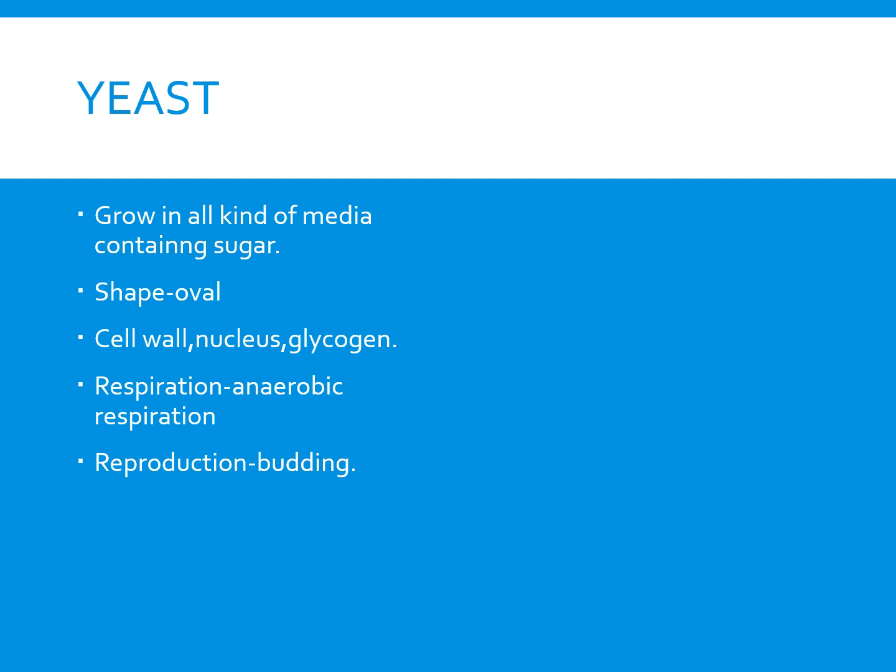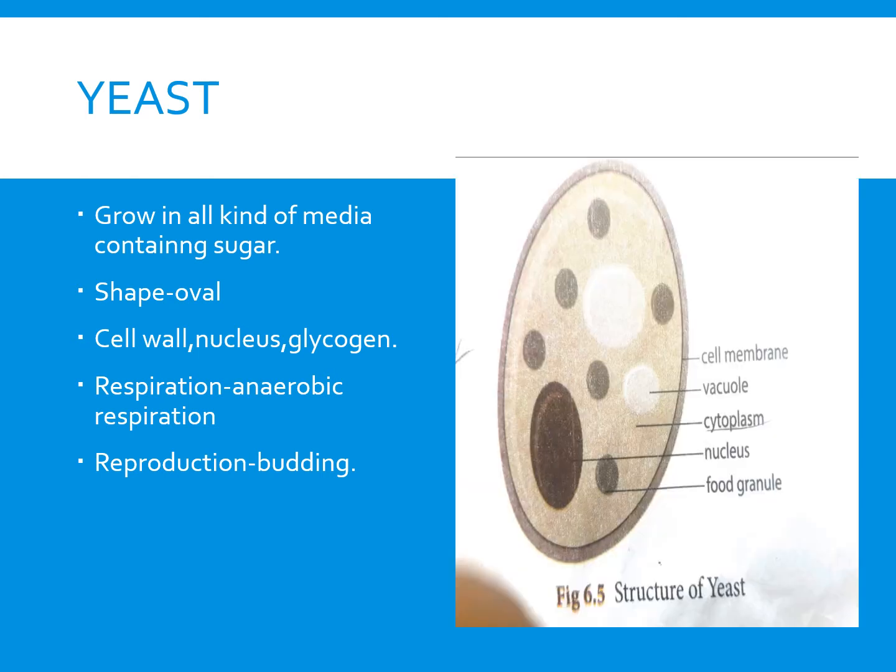The next one, yeast. Unicellular fungus is called yeast. It grows in all kinds of media with sugar, and it is oval in shape. It has a cell wall, nucleus, glycogen, and respiration is by anaerobic method, and yeast reproduces by budding. See the diagram: outer cell membrane, presence of vacuole, cytoplasm, and then a large nucleus is present. I hope you understand. So this is for yeast.